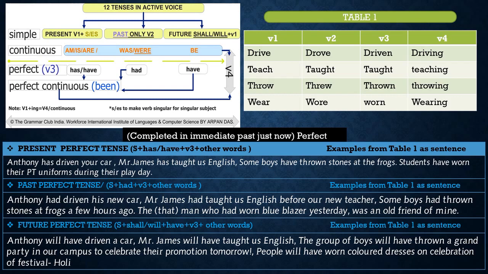For future perfect tense, the structure is subject plus shall or will plus have plus V3 plus other words. Examples from table 1 as sentence. Anthony will have driven a car. Mr. James will have taught us English. The group of boys will have thrown a grand party in our campus to celebrate their promotion tomorrow. People will have worn colored dresses on celebration of festival Holi.